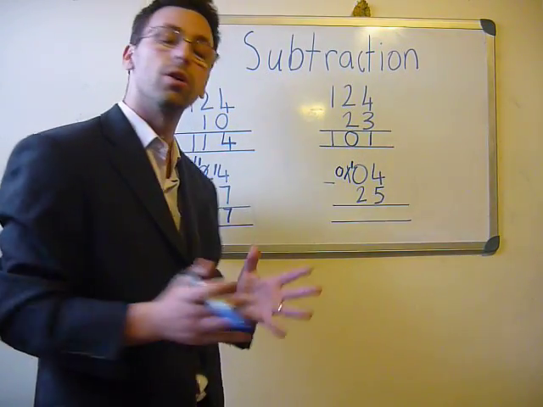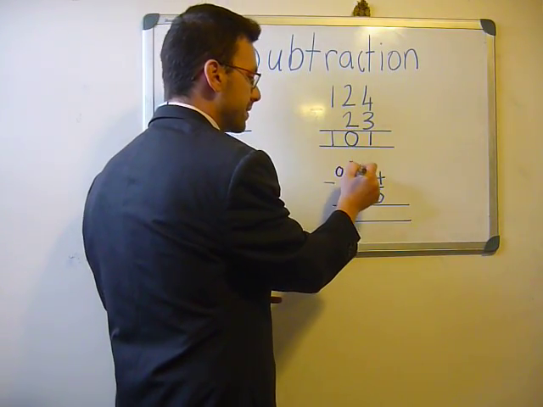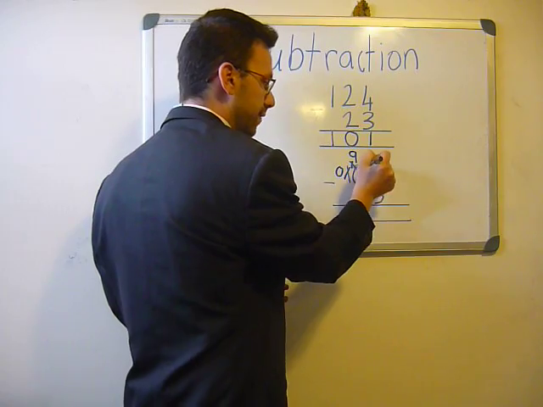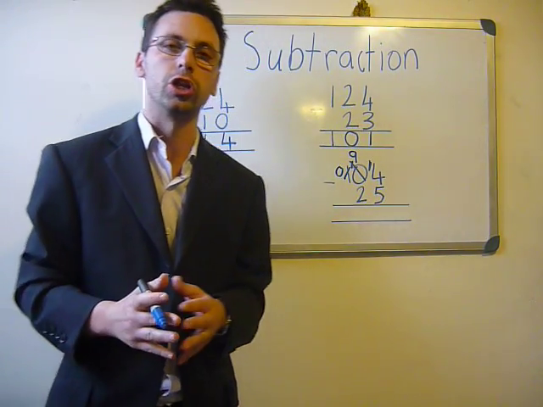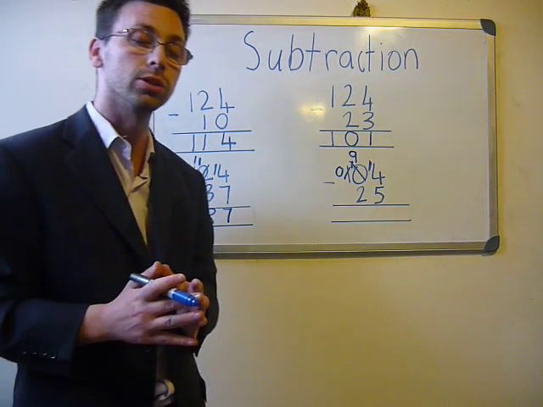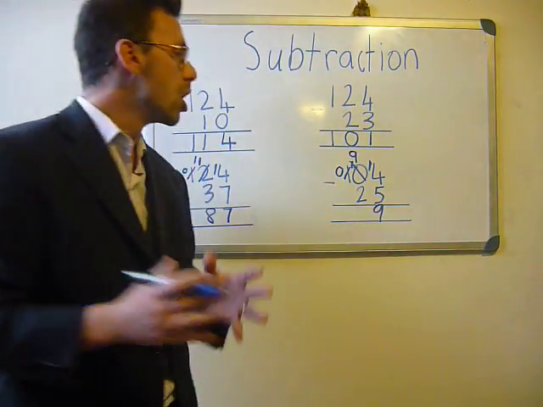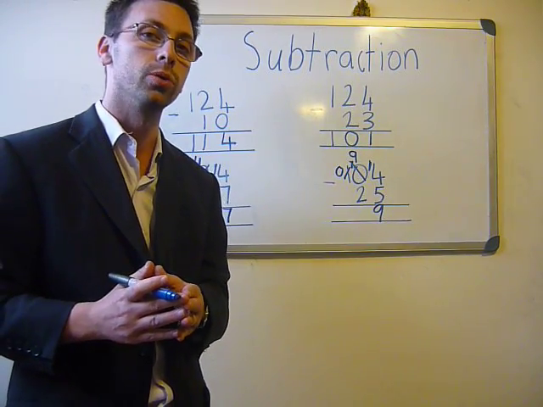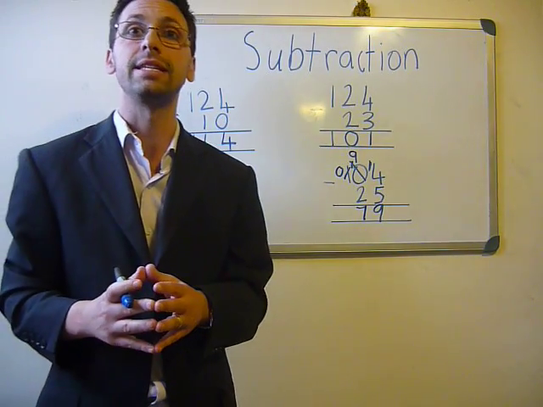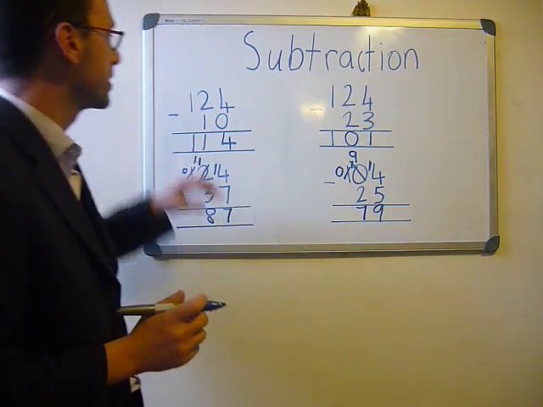4 minus 5 we can't do. We need to borrow. 10 goes to a 9. And pass this 10 to the next fella, into the units column. 14 minus 5 equals 9. Yes, spot on, you're correct. 9 minus 2 equals 7. 79.